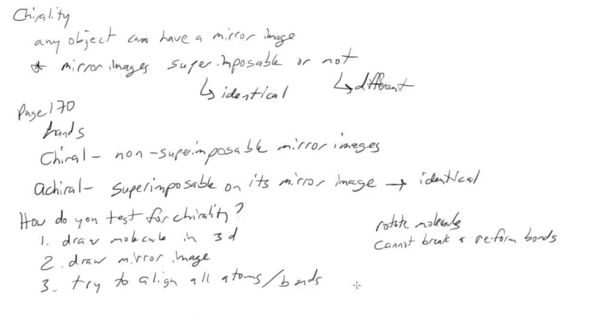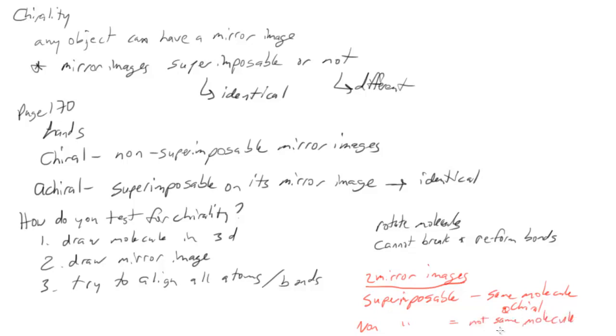In the end, if the two mirror images are superimposable, then they're the same molecule. And they're achiral. If they're not superimposable, then they're not the same molecule, and they're chiral.